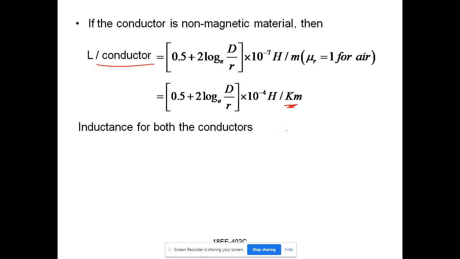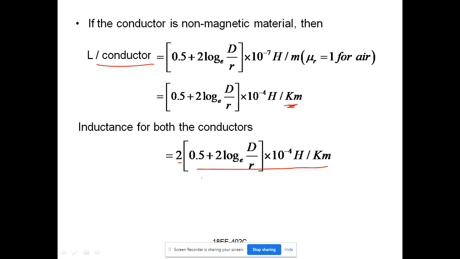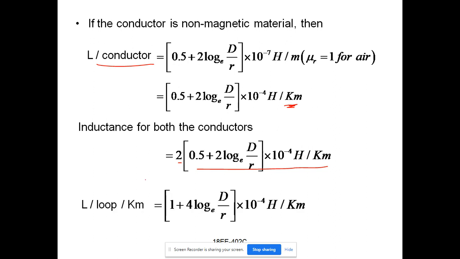The inductance for both the conductors is 2 multiplied by the above formula, so we get 2 into 0.5 plus 2 log e d by r into 10 to the power of minus 4 Henry per kilometer. If we multiply this 2 through, we get 1 plus 4 log e d by r into 10 to the power of minus 4 Henry per kilometer.